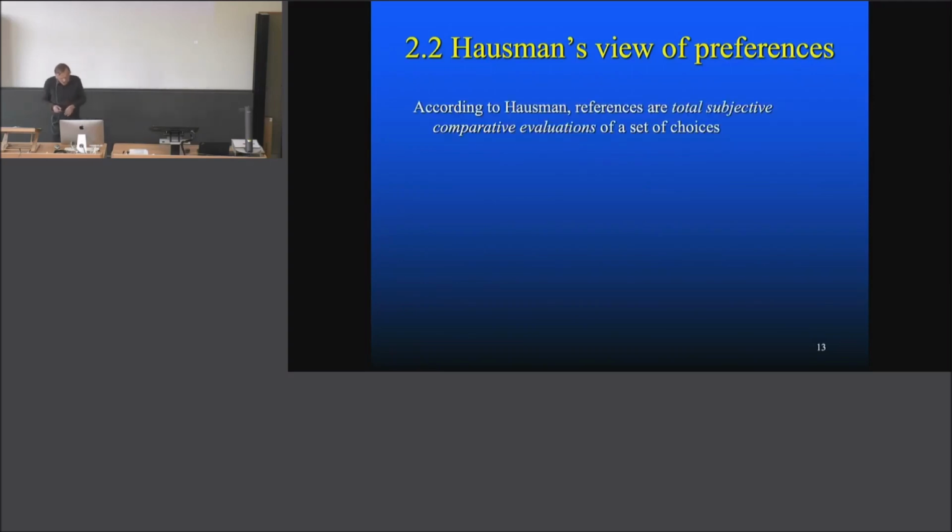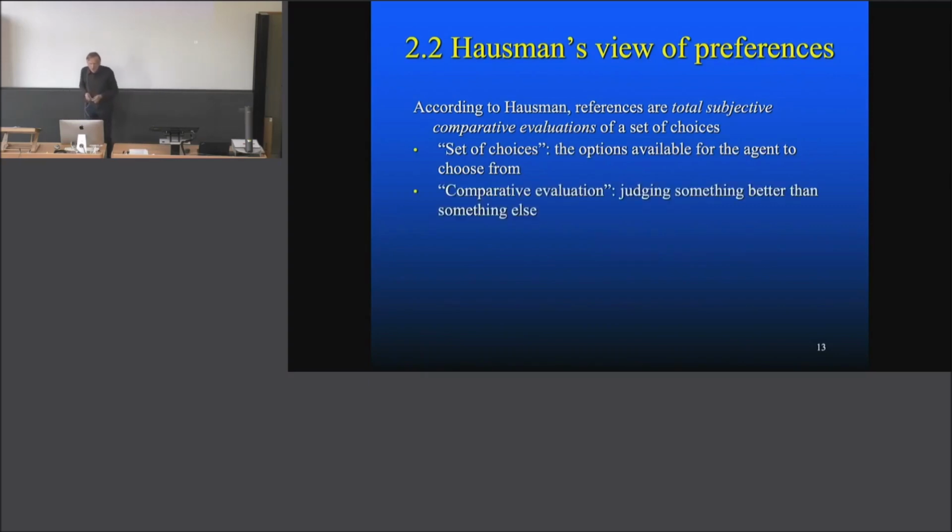According to Hausman, preferences are total, subjective, comparative evaluations of a set of choices. Now, I explain these terms. A set of choices, that's quite traditional: the options available for the agent to choose from. So that's just the choice set. Now, comparative evaluation, that was number 4 on that earlier list, when I said it's just judging something better than something else. And it's not clear what the basis of this better judging is. It's just that someone judges something better, such that in case of a choice, she or he would then choose that one, judging something better than something else. So that's comparative evaluation, right?